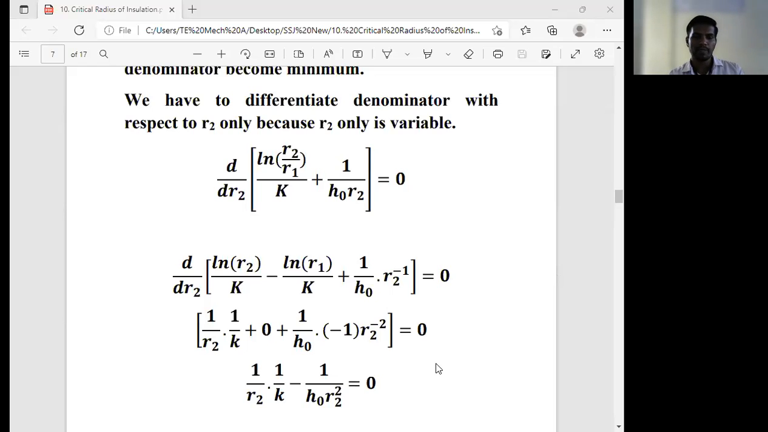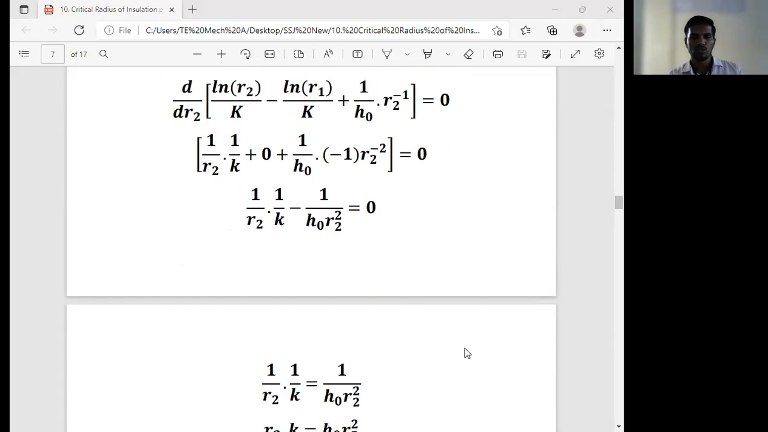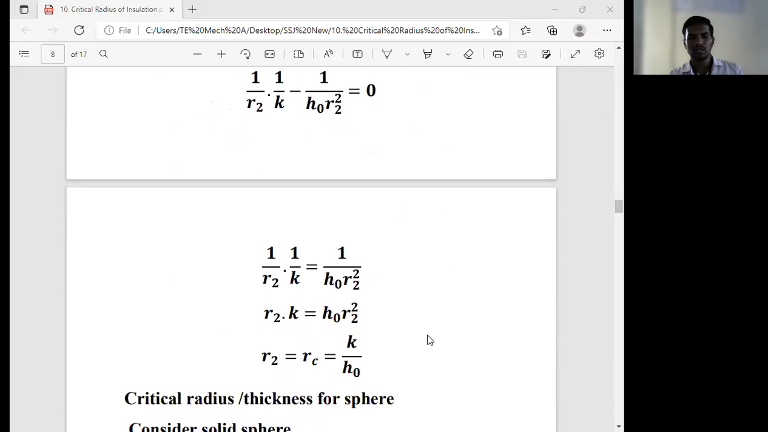Okay, so by simplification we get the equation as 1 upon R2 into 1 by k minus 1 upon HO R2 square is equal to 0. So 1 upon R2 will be cancelled. So what is the final equation? R2 is equal to k by HO.